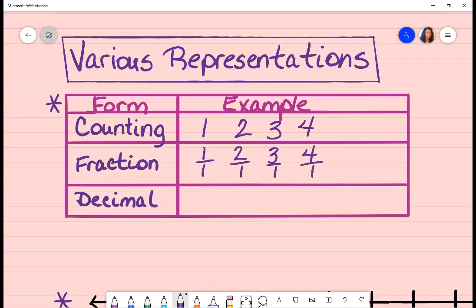Do you want to count like that? Count to 4. 1 over 1, 2 over 1, 3 over 1, 4 over 1. No, you don't want to count like that. So it's simply 1, 2, 3, 4.